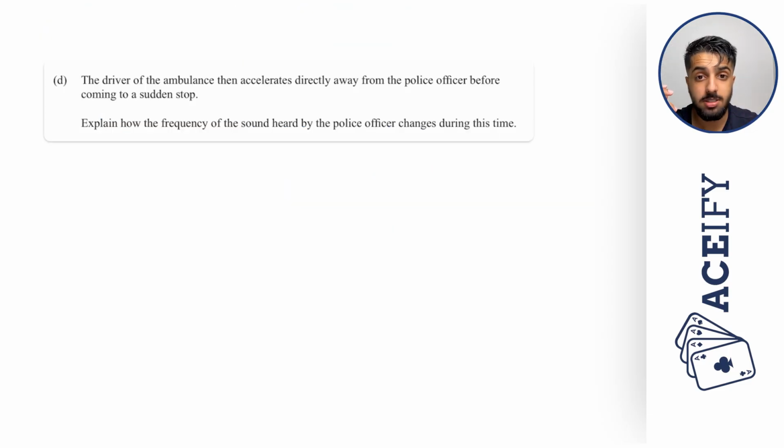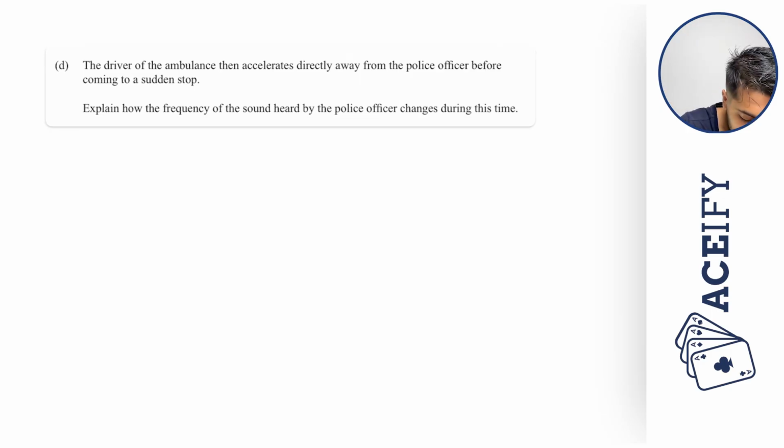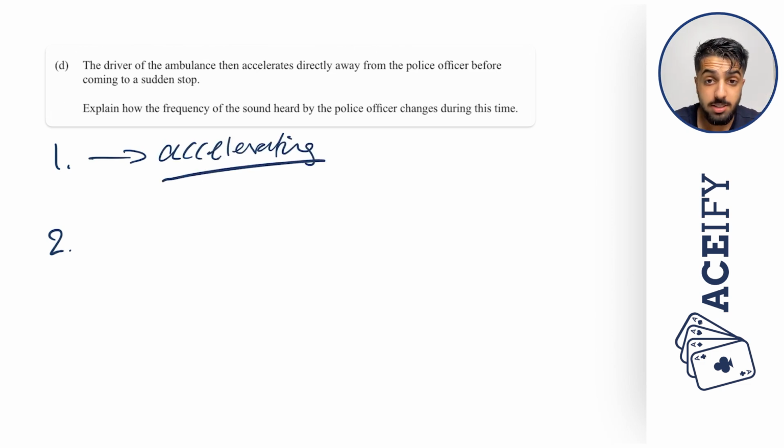The driver of the ambulance then accelerates directly away from the police officer before coming to a sudden stop. Explain how the frequency of the sound heard by the police officer changes during this time. Okay, so we can break this up into two parts. The first part being when the ambulance is accelerating. When the ambulance is accelerating, the relative velocity between the ambulance and the police officer is increasing. So because the relative velocity is increasing, there is going to be a change in the frequency that the police officer hears.